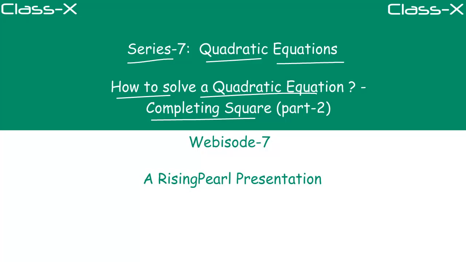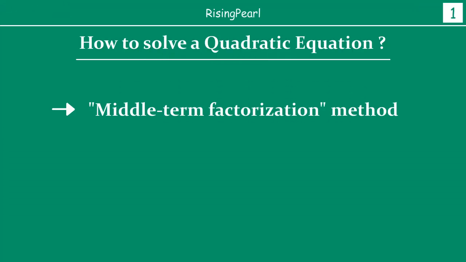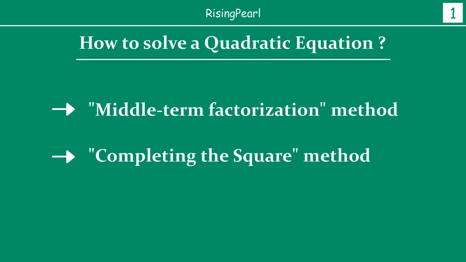So friends, what we have seen so far is that we can solve a quadratic equation and find the roots using either middle term factorization or completing the square method. We saw middle term factorization in, I think, webisode 5. Earlier in the series we saw how to use middle term factorization to solve quadratic equations, and in the last webisode we started looking at the completing the square method. How do we use that to solve quadratic equations?